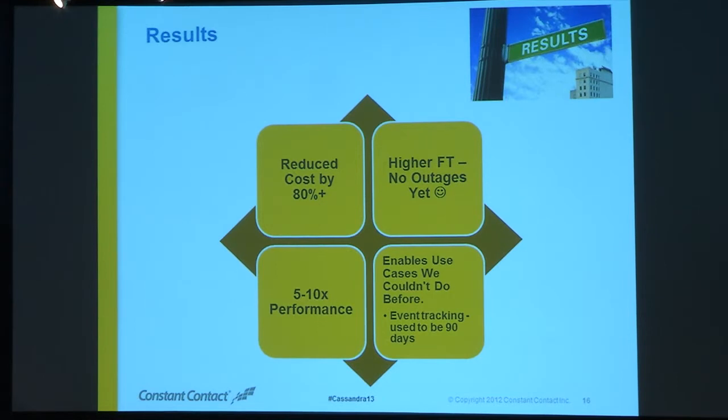So the results of our Cassandra strategy really are: we reduced the cost of the data tier infrastructure by 80%. Substantial, right? And this is just the infrastructure. I'm not even talking DB2 licensing and maintenance costs. Higher fault tolerance. We had no outages yet, at least no major ones. As always, there are little glitches here and there you have to deal with.